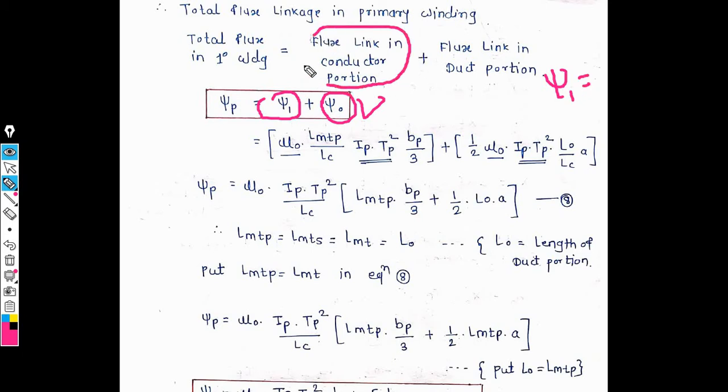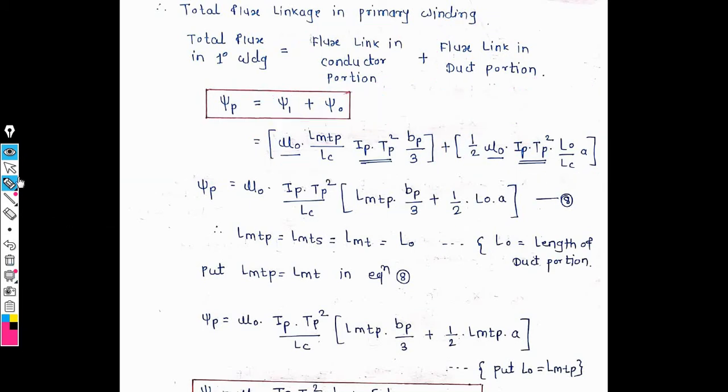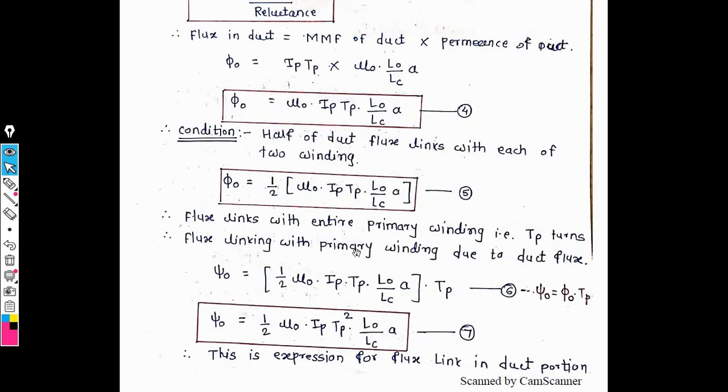Flux linkage in conductor portion. In the previous lecture, yesterday's lecture, we calculated flux linkage in the conductor portion. This is the formula of psi 0, and in today's lecture we have to calculate flux linkage in the duct portion. Now this is the flux linkage in the duct portion, that is psi 0. This is the psi 0 value.